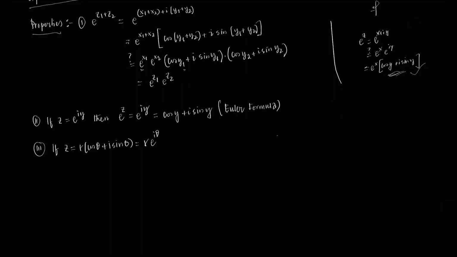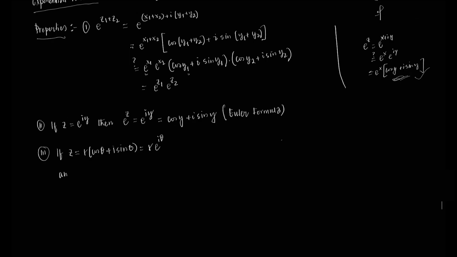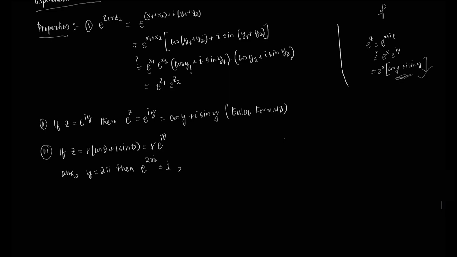Now, if you take y to be 2π, then e^z, so basically e^(2πi), is going to be 1. These are some general formulas. Similarly, you can also show that e^(-πi) is going to be -1. So all of this is true.